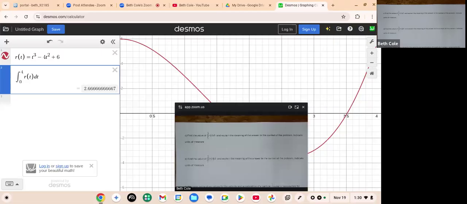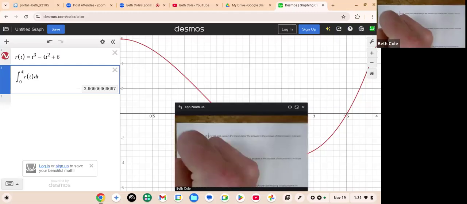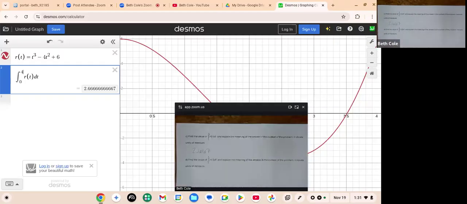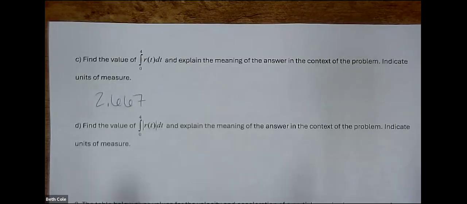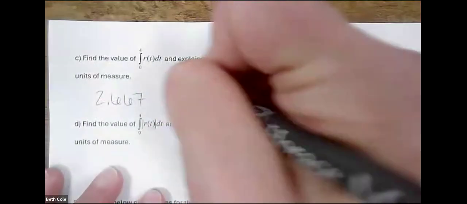Cool. It came out to, let's not truncate. Let's round that one, so that it can be 2.667. Just so it's not 2.666, all right? 2.667. And now we're going to explain what it means. Which vocabulary word are we going to use? All right, so we're going to say this.